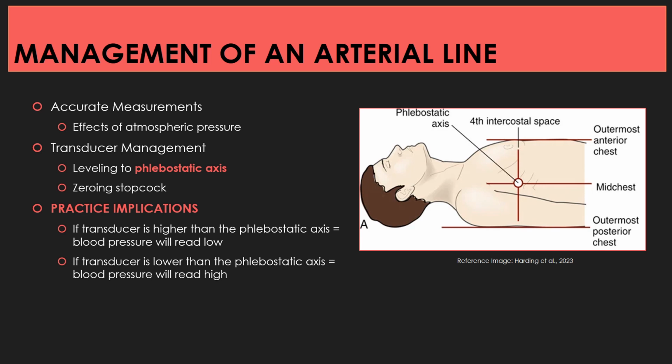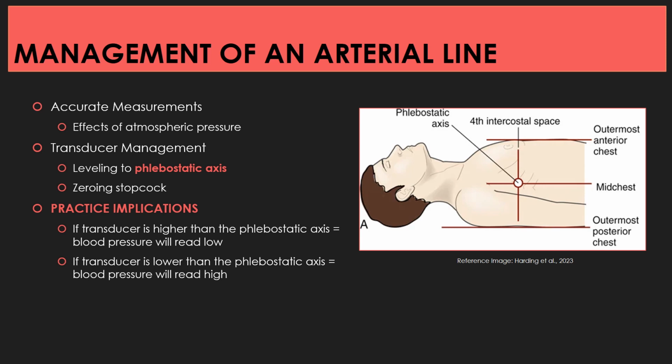This slide is very important to understand. When our patient has an arterial line, we must ensure that the blood pressure reading that we are receiving is accurate. So our physiological pressures are measured relative to atmospheric pressure. Therefore, in order to get an accurate blood pressure reading, we must eliminate the effects of atmospheric pressure on our ART line measurement. So how do we do this?